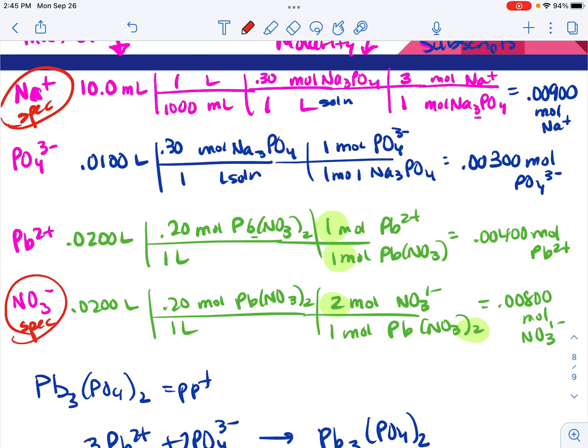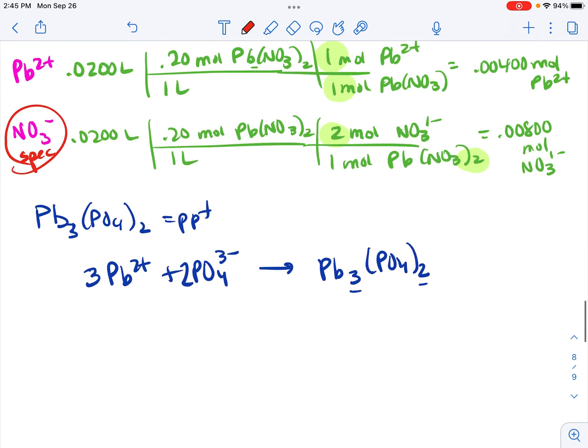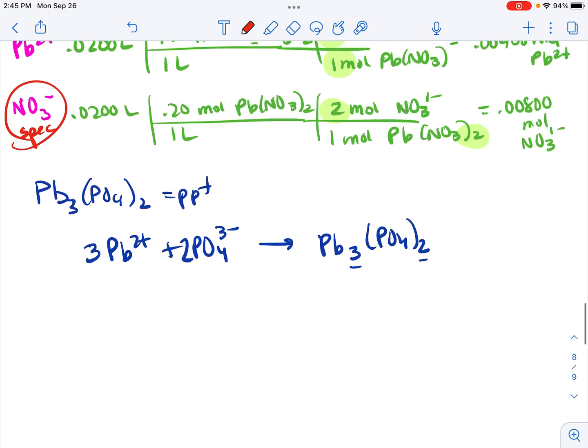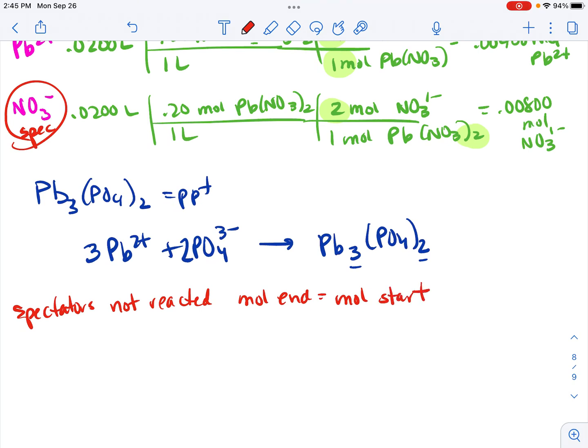So if I want the molarity of the spectators when I'm finished, those moles don't change, but the volume does. I can do these first if I want and get them out of the way, or I can do them at the end. I'm going to go ahead and do them now so that you can see this process. Remember that the spectators are not reacted. So moles at the end equals moles that you started with. They're just floating around in a bigger beaker.